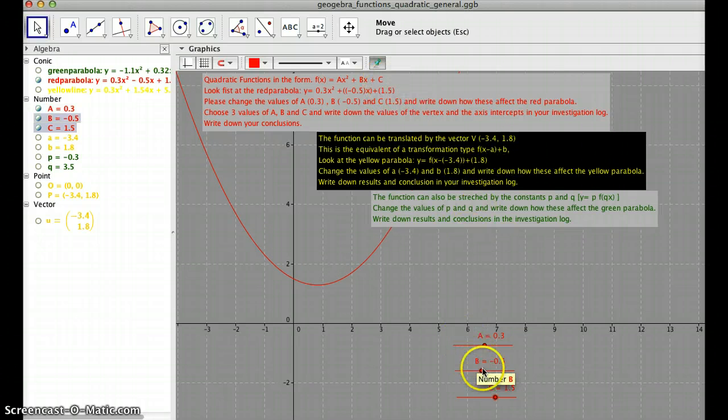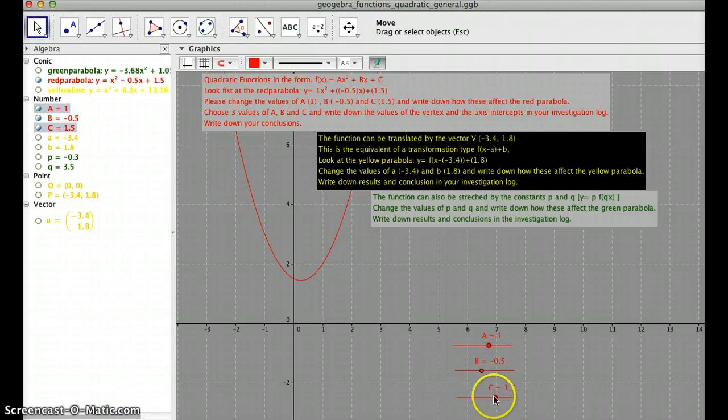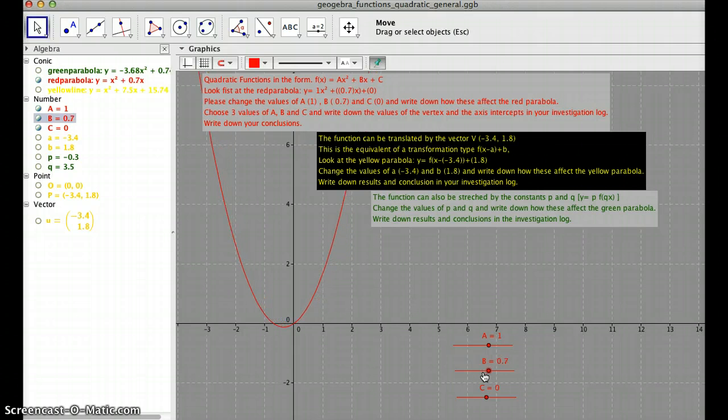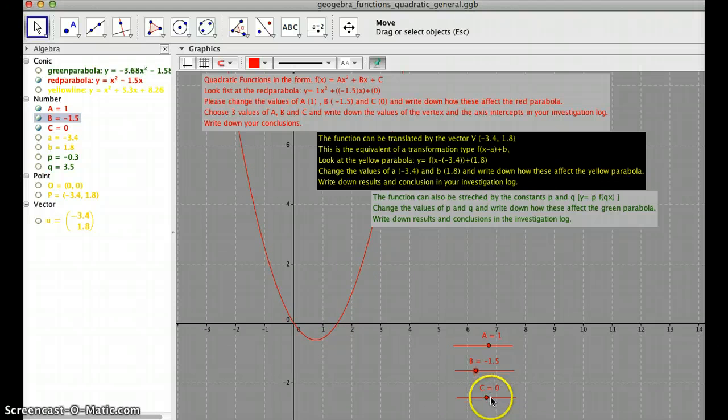Now B is a little bit more complicated, so let's have A, for example, 1, and C equal to 0 to start with. Okay, so let's see what B does. It looks like B is moving the parabola to the left, and to the right, but it also does like a circle. Okay, so it kind of depends on other values as well.